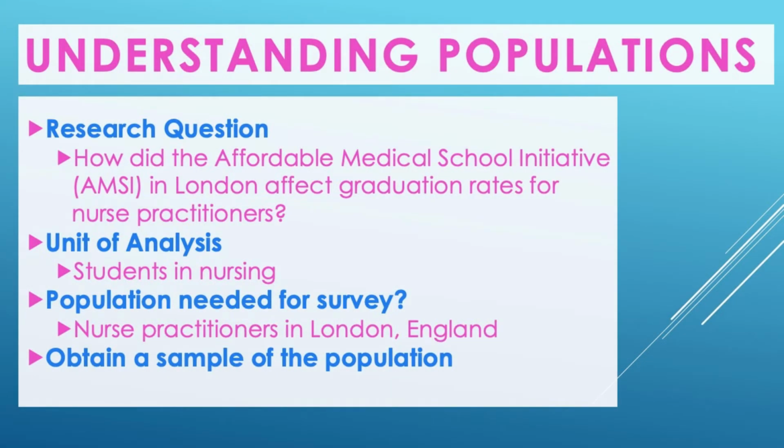And finally, how did the Affordable Medical School Initiative in London affect graduation rates for nurse practitioners? So here again, the unit of analysis is students, but the research question is very specific. It's students in nursing, and our population of interest is also hyper-specific. It's nurse practitioners who've recently graduated in London, England. So this might be a little bit more feasible just because the parameters of the population are so specific from the research question, but still, we could still have great difficulty trying to interview absolutely everyone that's in that population of interest for our study.